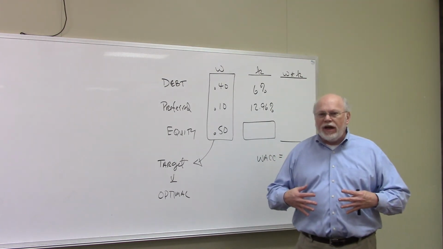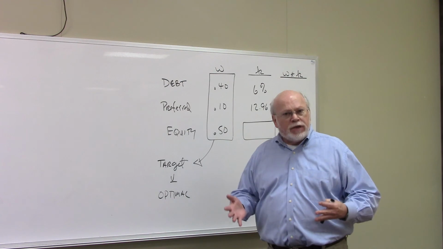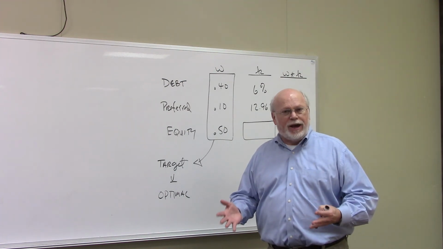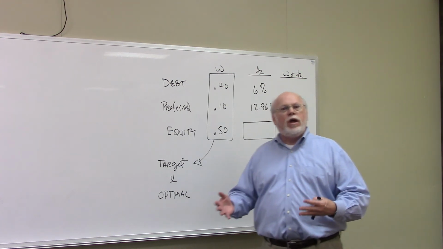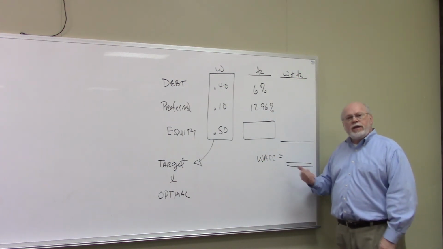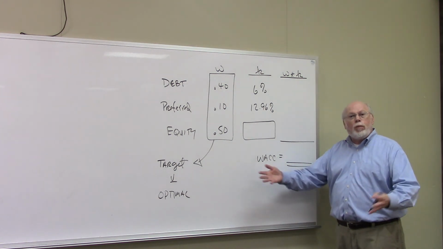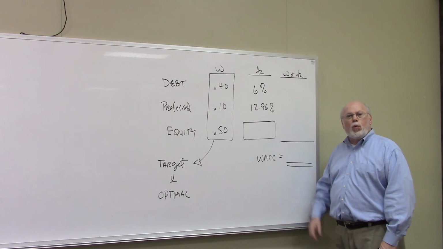As a financial manager, you would know the capital structure of the firm because you've determined that to be the capital structure. So this is not a secret. This is something you would know. And the result that you're hoping it leads to is that it minimizes this number right here, the weighted average cost of capital.